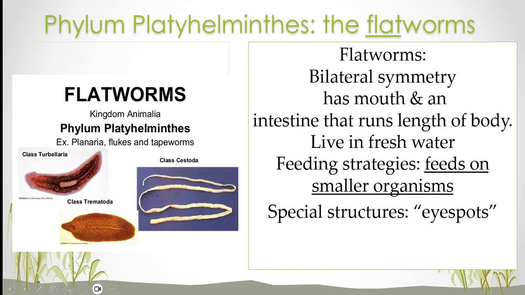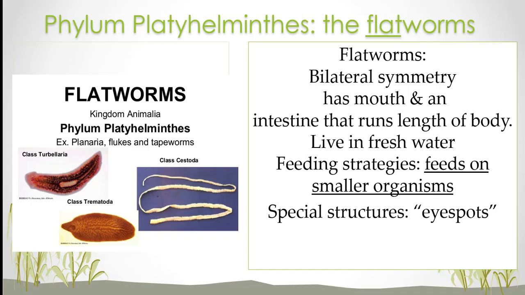Okay, we're moving on now to the next phylum in this group, and we're going to look at Platyhelminthes. These are the flatworms. So think of a plate being flat, okay, and platy being flatworms. They exhibit bilateral symmetry. They have a mouth, so an anterior end and a posterior end. Their intestines run the length of their body, like the earthworm. They live in fresh water. Their feeding strategy would be to feed on smaller organisms. That's interesting, right? They're going to actually be like carnivores.